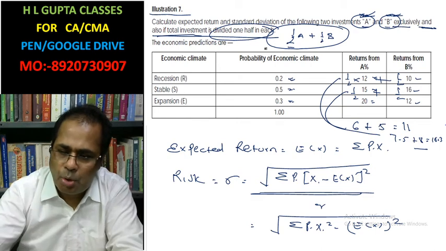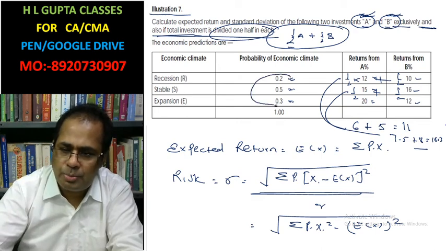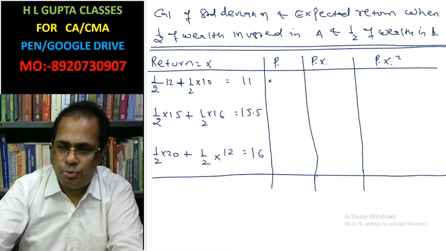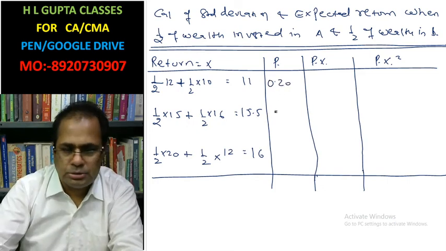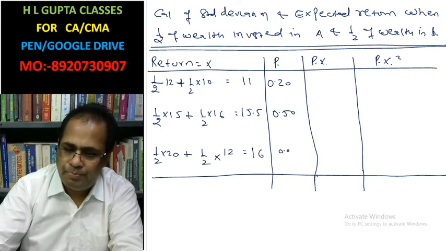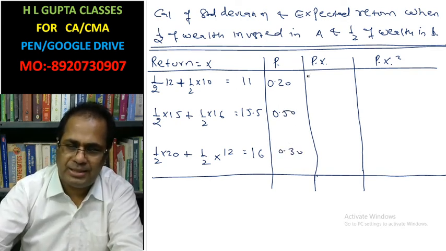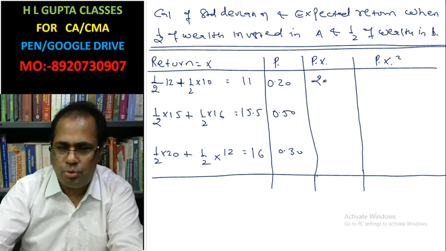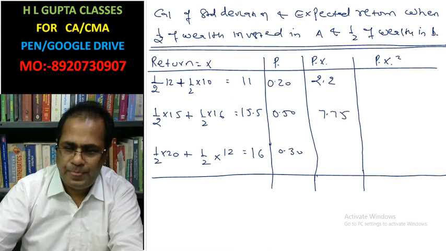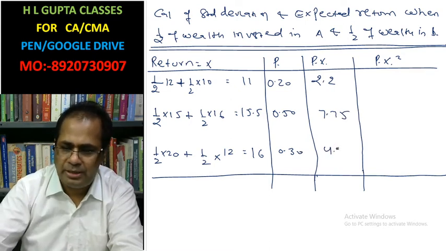Okay, the probabilities are 0.2, 0.5, 0.30. You multiply: 11 into 0.2 is 2.2, 15.5 into 0.5 is 7.75, 16 into 0.30 is 4.8. After adding this you will get 14.75.